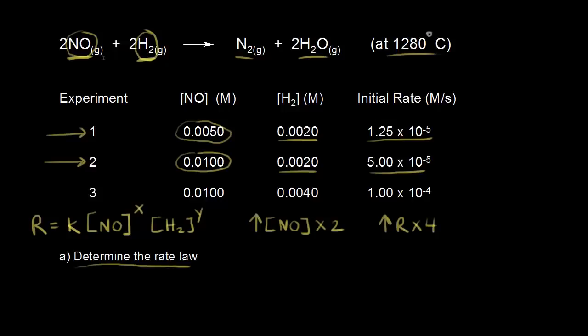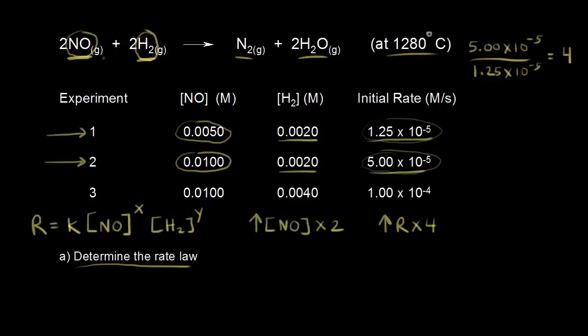We increased the rate by a factor of 4. And if you have trouble doing that math in your head, you could just use a calculator and say 5 times 10 to the negative 5, and if you divide that by 1.25 times 10 to the negative 5, this would be 4 over 1, or 4. So this rate is 4 times this rate up here.